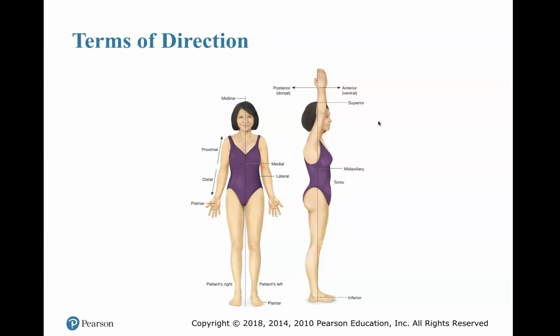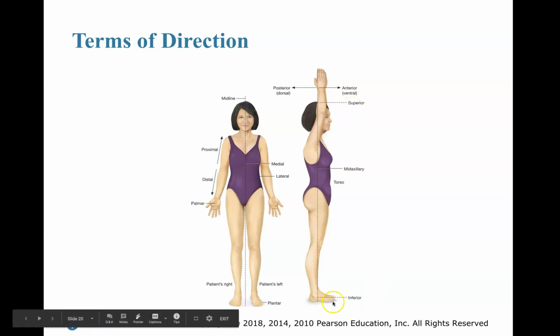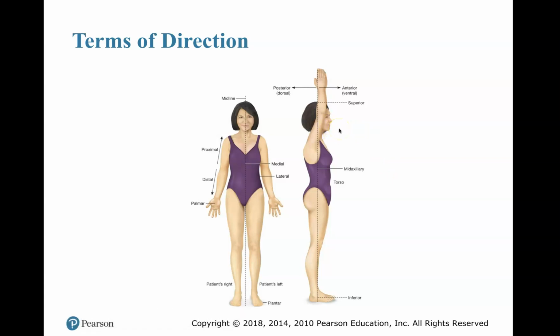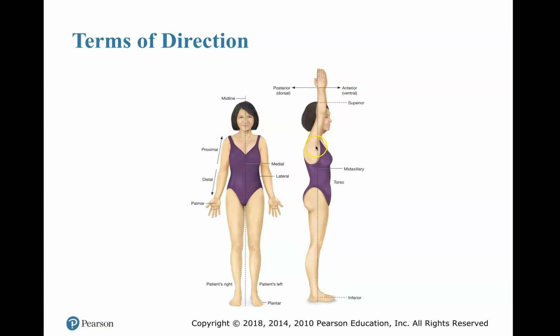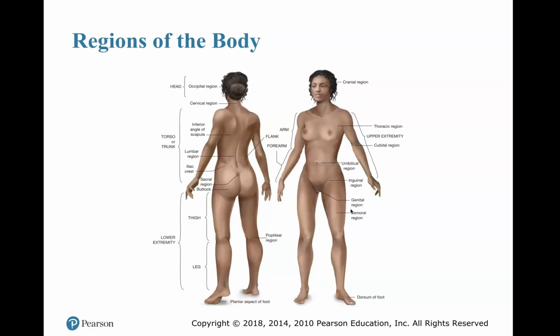So posterior meaning back, anterior meaning front, superior meaning above, okay? Don't ever forget that. And then inferior meaning below. To give you an example, we could say the mouth is inferior to the nose because it's below the nose. And then this line is the mid-axillary line, and that's important when you go to learn how to put on EKGs, 12-lead EKGs. You need to know where the mid-axillary line is. And obviously this is the torso, okay? So just to give you some divisions and some direction.